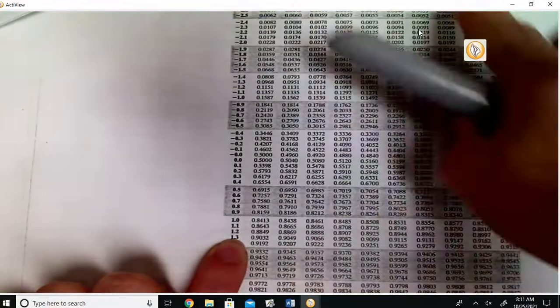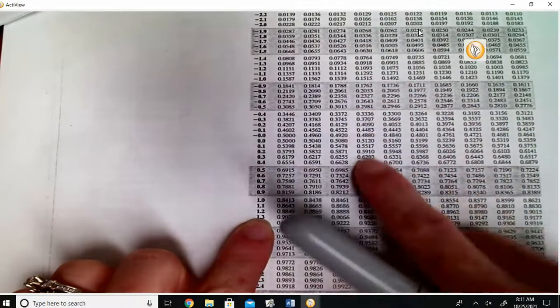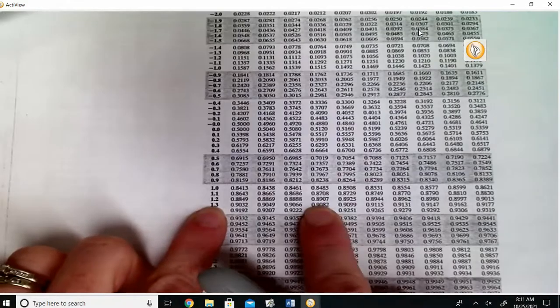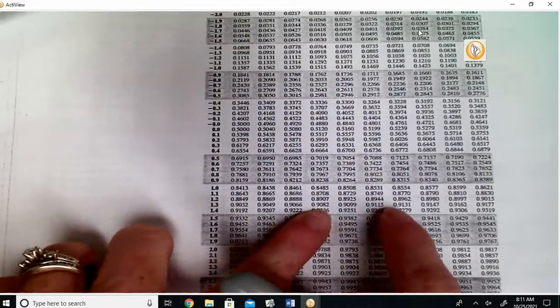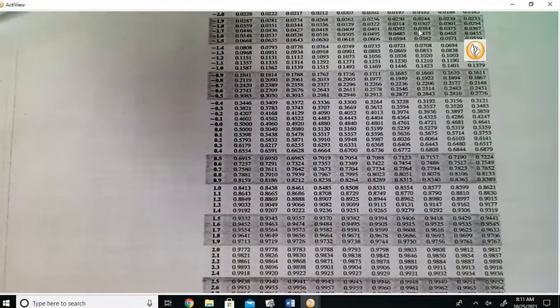So across the side, you have these z's. So we have 1.3, so I'm going all the way down to my 1.3. And then I had 1.33, so I'm going to go to the 0.03 column. And so those meet at 0.9082.